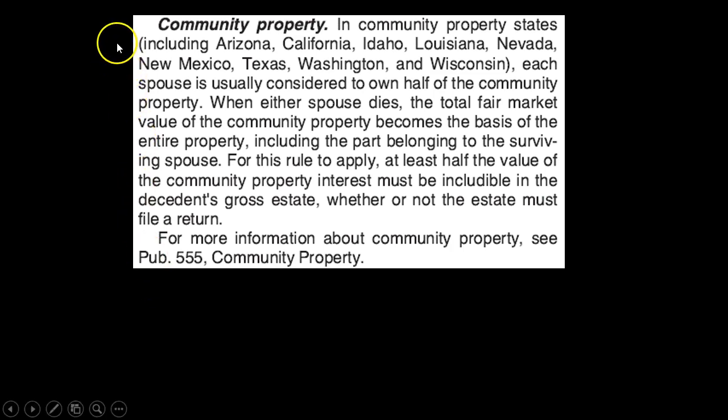If you're in one of these states, then you're talking about community property states. You want to make sure that you're looking at the rules and regulations with relation to community property, and that's something that you can research more on. For more information here, you can take a look at publication 555. Go to the IRS website, irs.gov, type in publication or PUB 555.